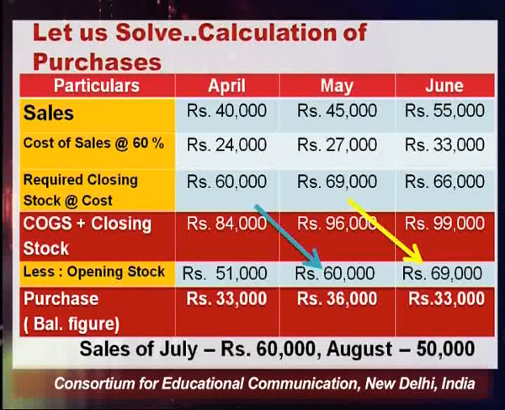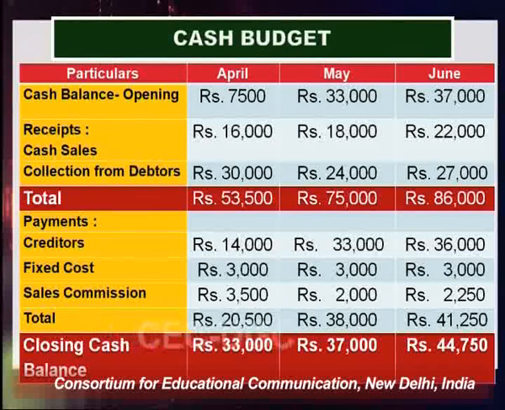So after computing the purchases, our task is going to be very easy. Now we can very simply prepare the cash budget. We'll start with the opening cash balance in the month of April. The question reports an opening balance of 7,500. We'll be adding receipts, that is cash sales and collection from debtors. Cash sale is rupees 16,000 as per the condition of the question. Collection from debtors is 30,000, which is given as the opening balance. When we aggregate it, it becomes 53,500.